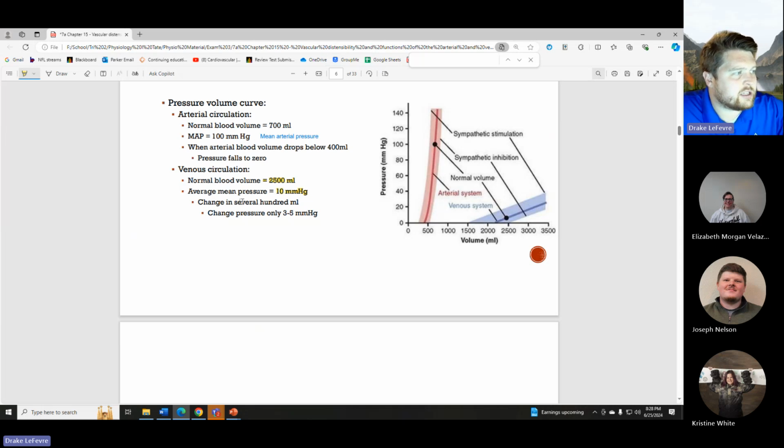And even with a change of several hundred milliliters, we only get a change of 3 to 5 millimeters of mercury. Make sure it's a change of several hundred milliliters. The change of pressure is only 3 to 5 millimeters of mercury. And again, that's due to that high compliance and distensibility, however you spell it.